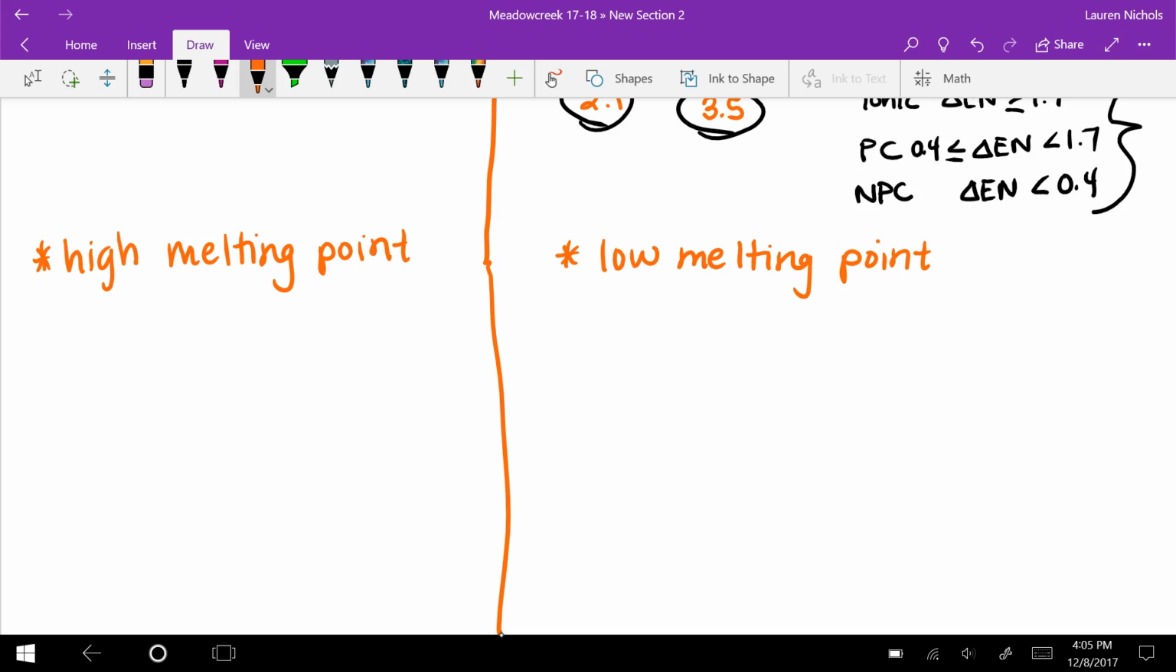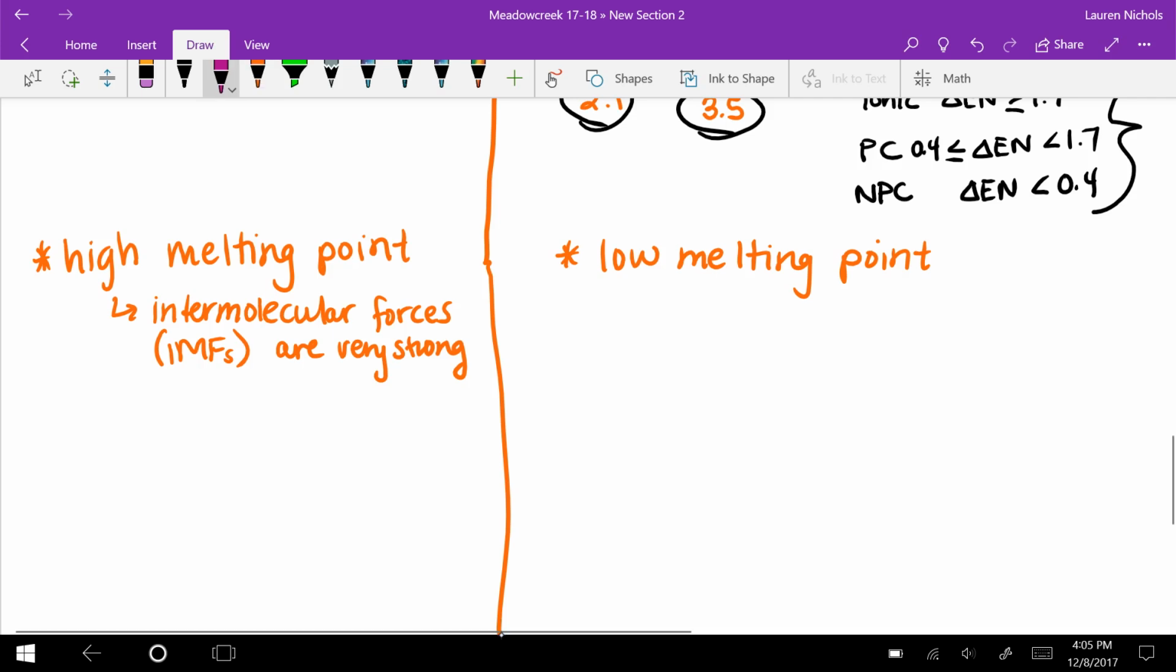But the key thing that we want to know is why do they have these properties? And the reason why is all down to their intermolecular forces. So the intermolecular forces for ionic compounds, which are often abbreviated as IMFs, are very strong. Now, the reason why they're very strong is, let's take magnesium oxide again as an example. Let's say I have a magnesium ion, okay, and it's next to an oxide ion, anion.